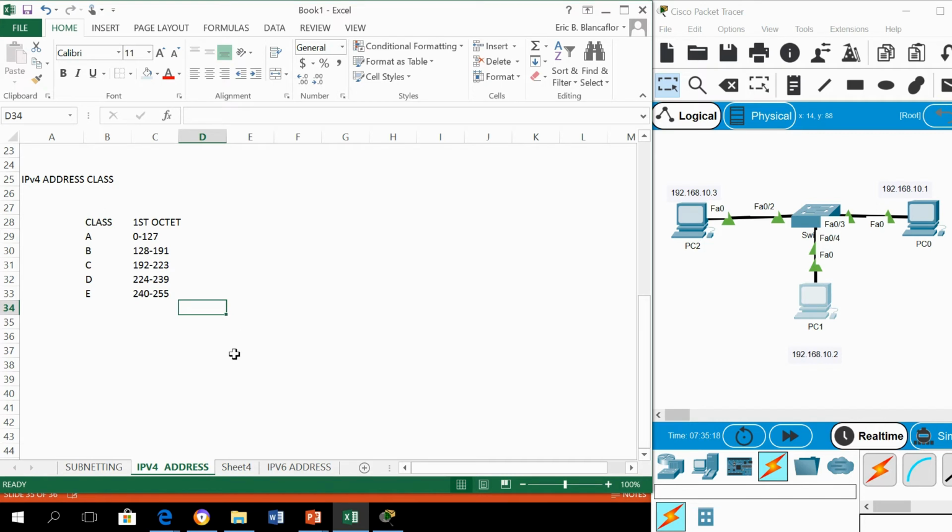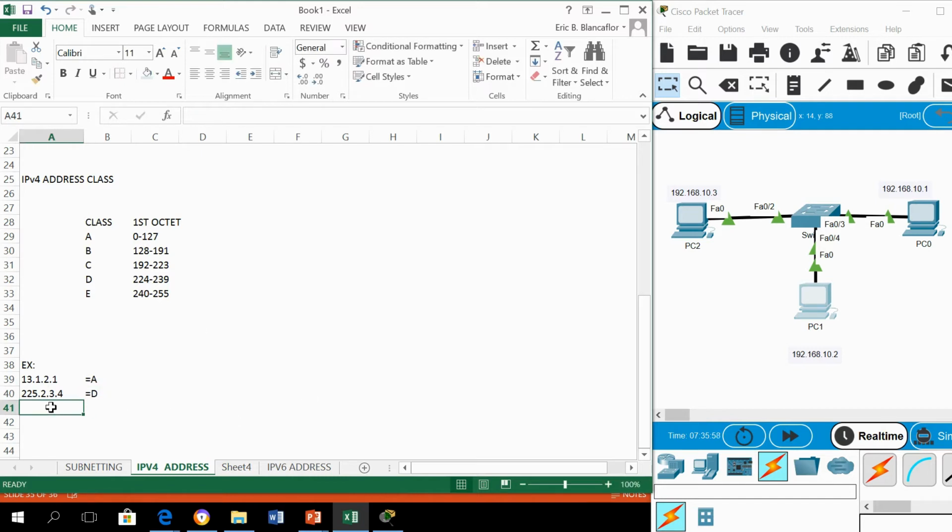Okay? So let's have a sample exercise here on this side. Say for example, I have an IP address of 13.1.2.1. So what class is this? We have to look at the first number, that's 13, right? So 13 is in the range of 0 to 127. Therefore, this is a class A. Okay? So let's say I have 225.2.3.4. What class is this? That's 225, which is in the range of 224 to 239. So that's a class D.